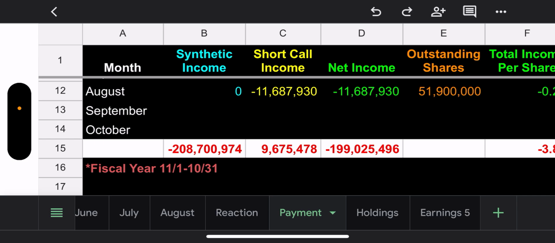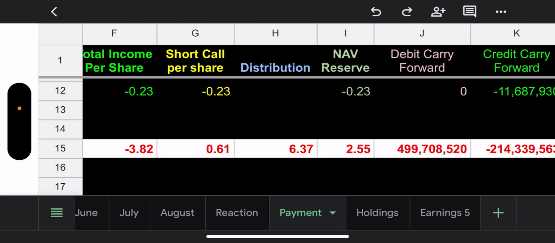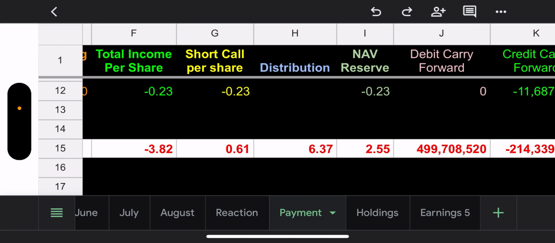So what's the payment details? Well, August data, synthetic income is 0. That's going to be a massive loss. We know that. It's coming up. It's either today or next week. We'll see. Short call income, though, let's enjoy it for the time being. 11.6 mil comes to 23 cents a share. So total income and short call income, 23 cents a share, because again, no synthetic income yet.